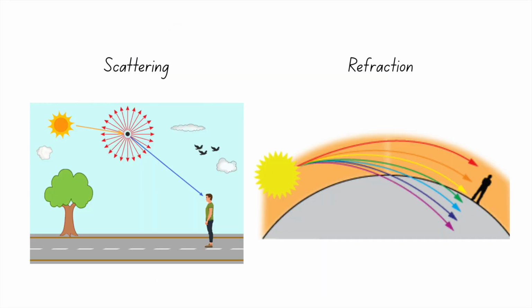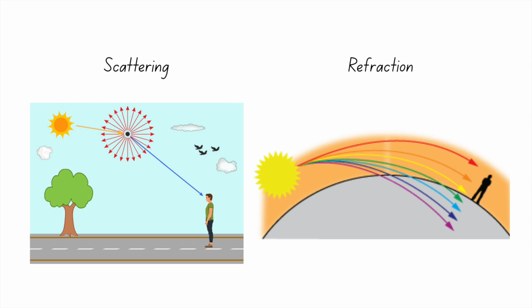When sunlight enters the atmosphere, it gets scattered and refracted by air molecules, dust, and particles. Scattering affects shorter wavelengths like blue and violet more than longer ones. This is why the sky is blue. Blue light is scattered in all directions. But as the sun gets lower in the sky, like during sunrise or sunset, sunlight has to pass through more atmosphere. That longer path scatters away even more blue and green light. What remains? The longer wavelengths, yellow, orange, and red. That's why sunsets and sunrises glow with those warm colors.